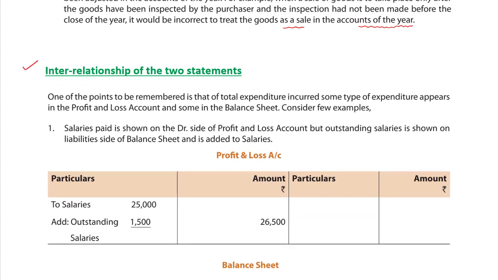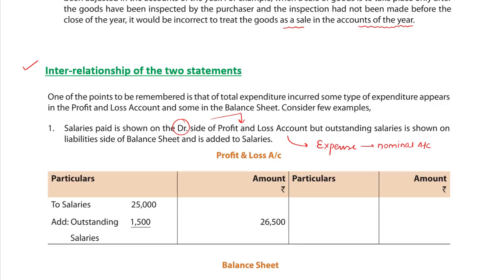Interrelationship of the two statements. One of the points to be remembered is that of the total expenditure incurred, some types of expenditure appear in the profit and loss account and some in the balance sheet. Here are a few examples. First, salaries paid is shown on the debit side of the profit and loss account because salaries paid is an expense and it is a nominal account. So the rule debit all expenses and losses applies over here. So it would be debited in the profit and loss account.